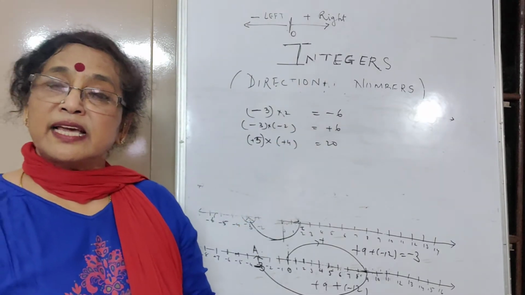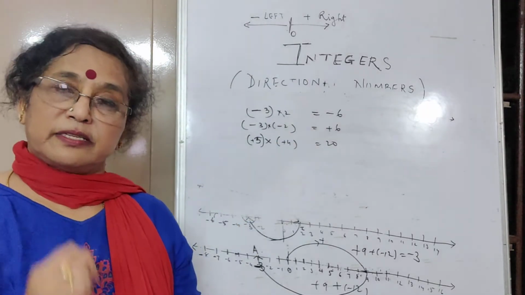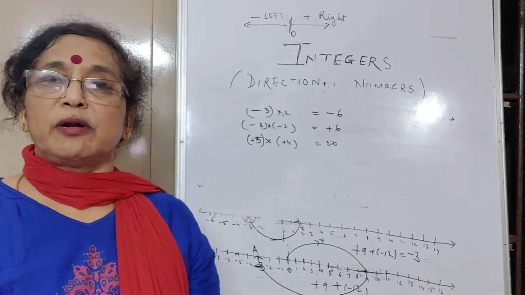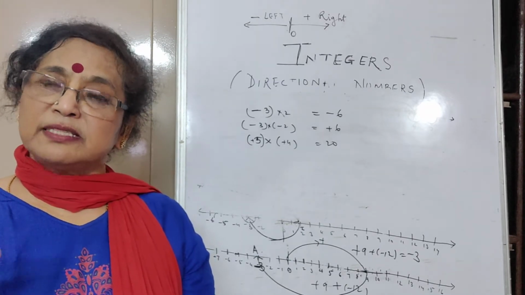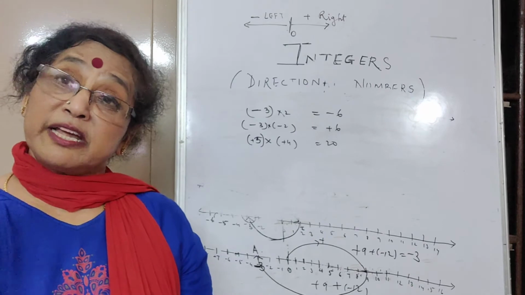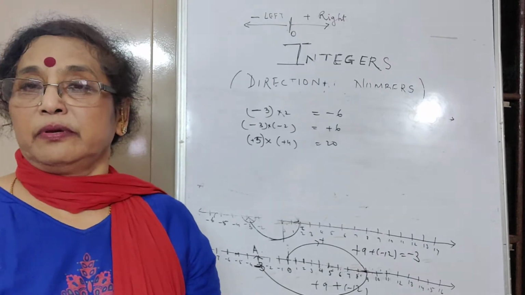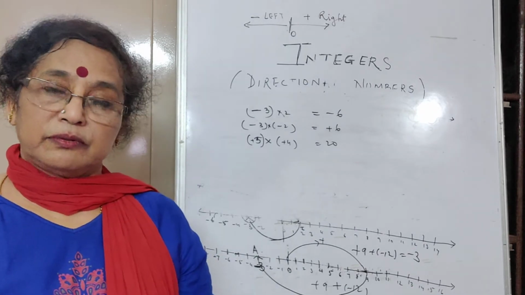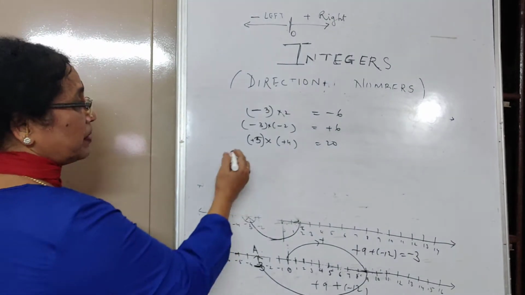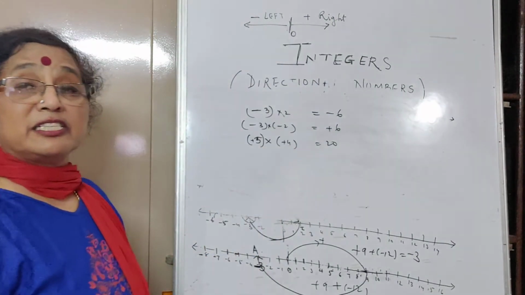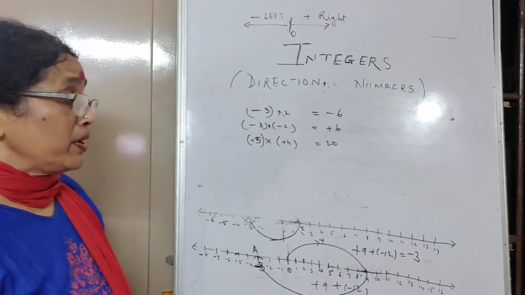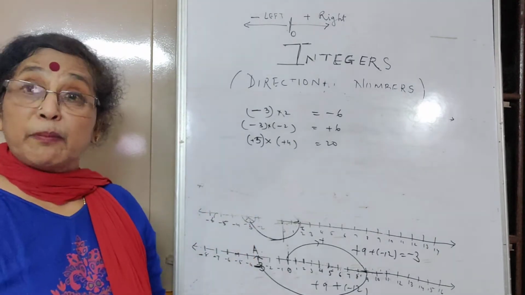So two unlike signs when you're multiplying, it is minus. Two like signs when you're multiplying, minus into minus is plus and plus into plus is plus. But I explained to you why, by a number line. Right? So that is plus 20. That is multiplication. Now let us go without the number line.